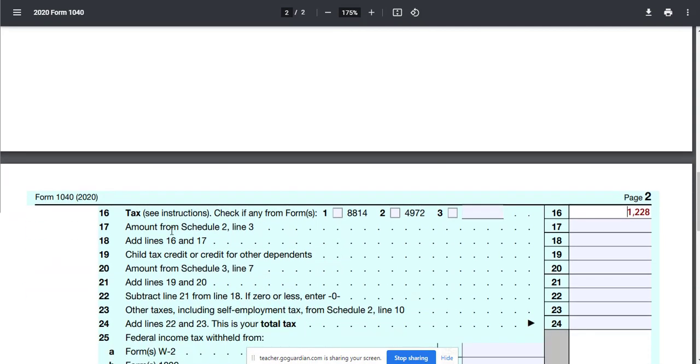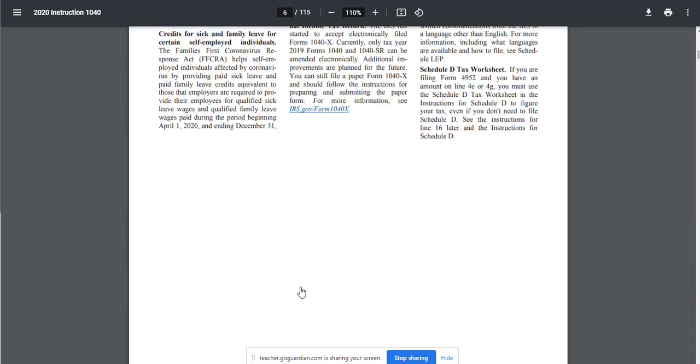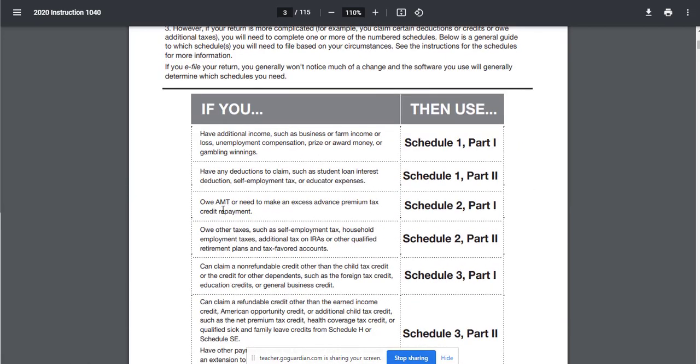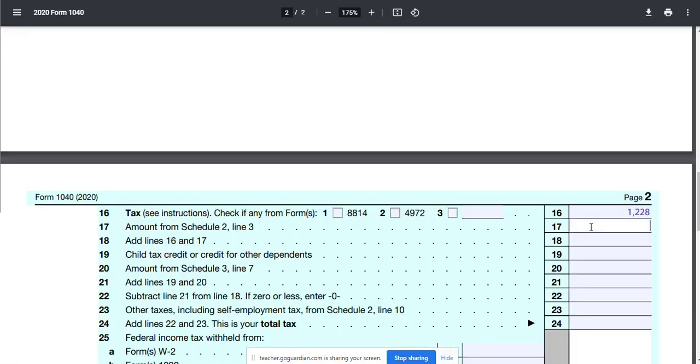So now, Schedule 2. Remember I told you that there are some of those schedules? We're going to go into more. Schedule 2 is any AMT you need to make excess payments, principal, credit, and premium tax credit repayment. Other taxes you may owe, self-employment taxes, household employment taxes, additional taxes on IRAs and other qualified retirement plans, and tax-favored accounts. So if you take a distribution from your IRA before you're supposed to, it has extra penalties. This is where it would show up. So we do not have anything on those. Add those two lines, and that goes in line 18.